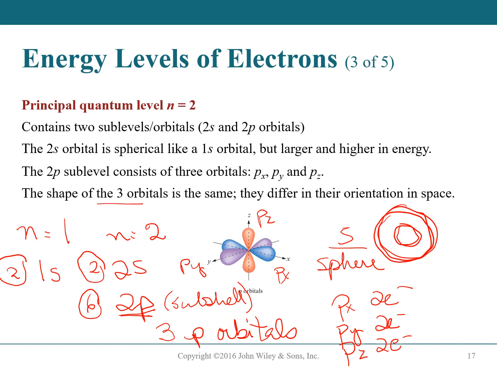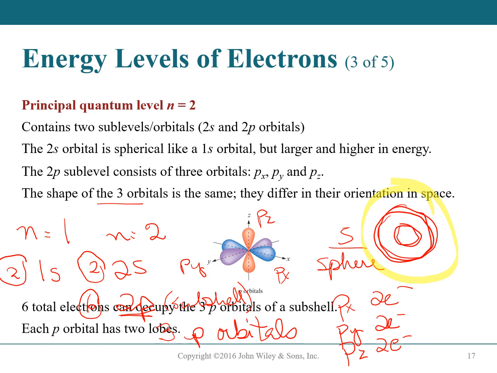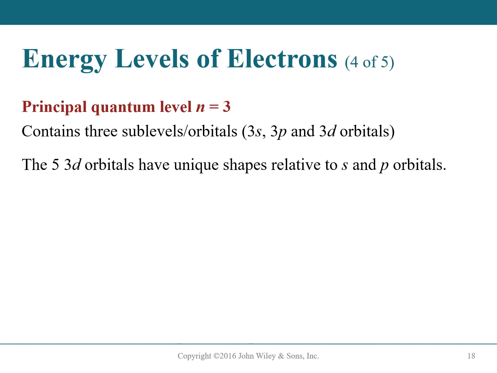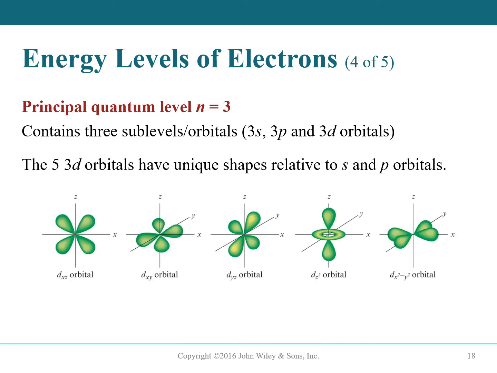Okay, 3, we'll take a look at 3. So 3s looks like that, but just bigger. 3p looks like this, but just bigger. Okay, so 3s is just bigger. 3p, same thing, but bigger. And then we have D. So we know what S and P look like. Now we have 3d orbitals, and we have 5 3d orbitals. Each d orbital can hold 2 electrons.